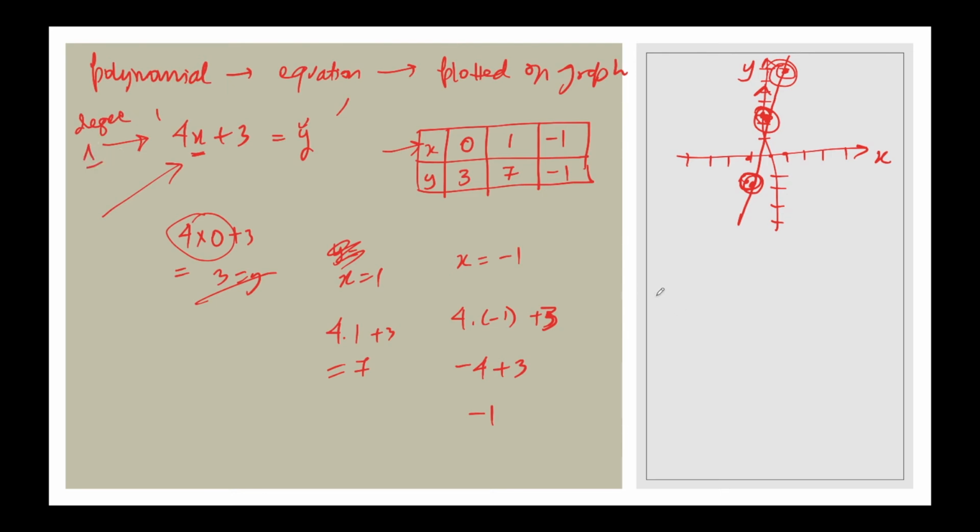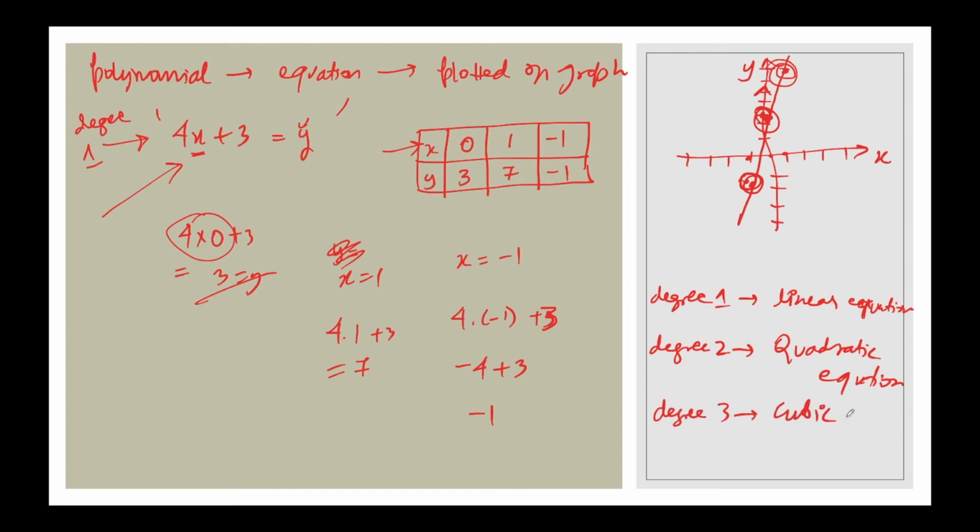Now all the equations that have degree 1 are also known as linear equations. If any equation has a degree of 2, then that is known as a quadratic equation. If any polynomial has a degree of 3, it is known as a cubic equation. So we should be clear with the terminology. The linear equation exactly means that the line will be linear. That's why it's called linear equations. So if you plot any linear equation on a graph, then you will get a straight line.